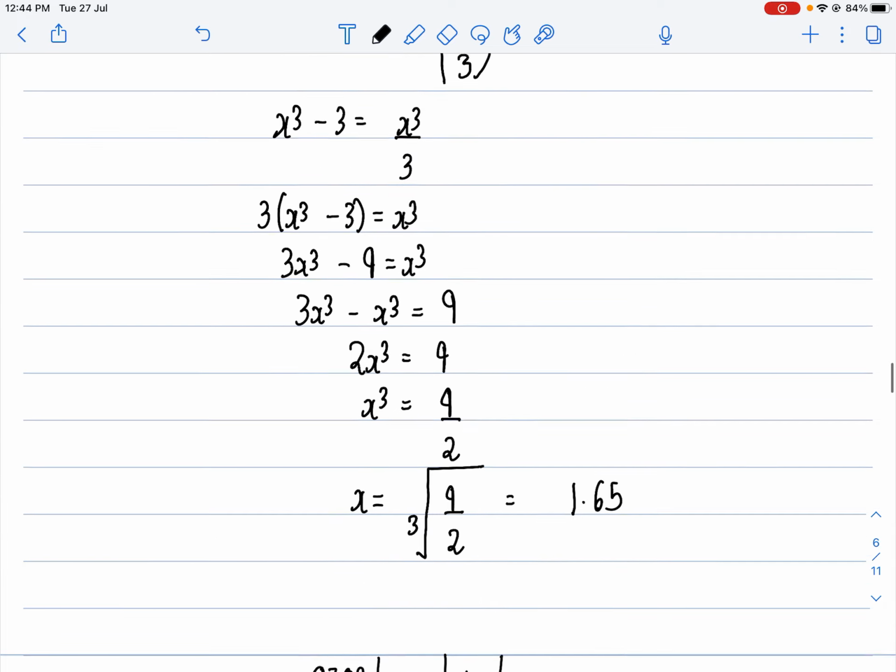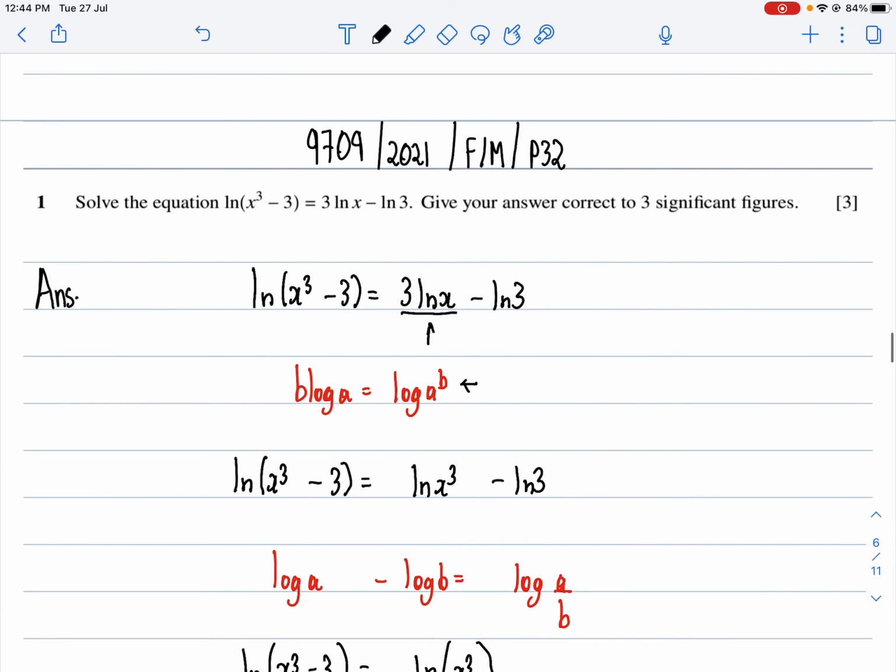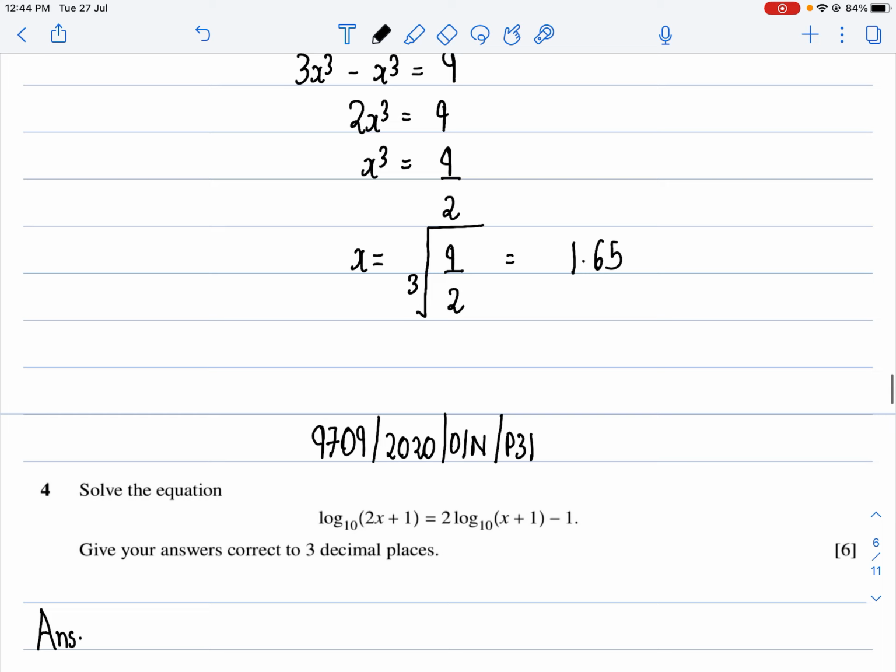1.65. Okay, always see, you need to write this with 3 significant figures. So 1.65 is written to 3 significant figures. So this is basically the answer of your question.